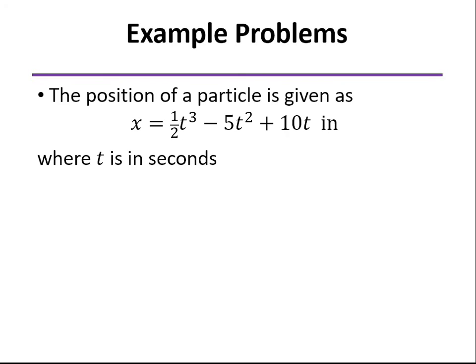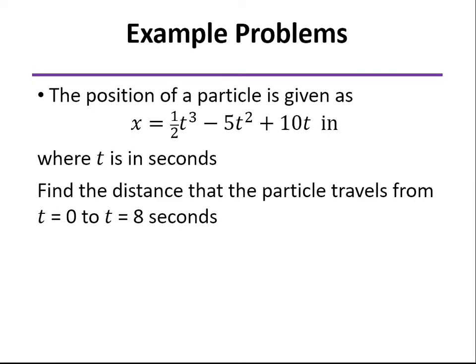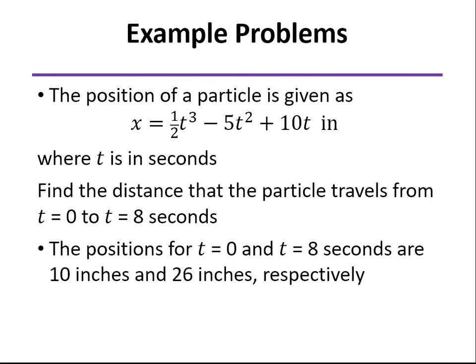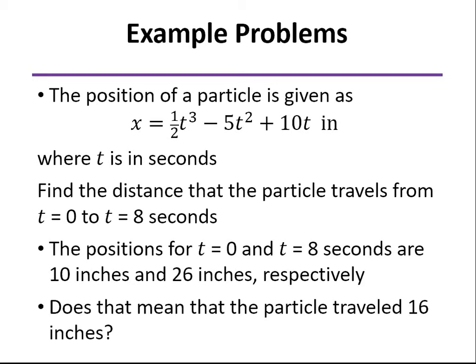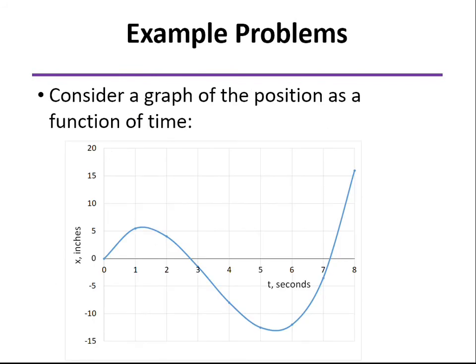So, working some of the problems, here's one where we have the position of a particle given as a function of time. And the question asks, what distance does the particle travel between two times? Well, it's pretty easy just to plug in 0 and 8 into the equation for x, and we find those values are 10 and 26 inches. So we might ask ourselves, does it mean that our total travel distance is 16 inches? Well, when you look at that position, notice that there is a negative sign in there. So it is possible that the particle changes direction. And when we plot that up, we can see that that is indeed the case.